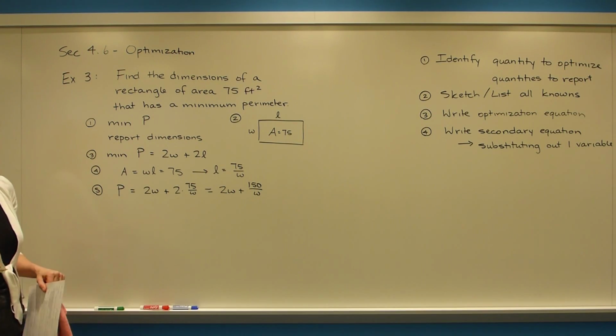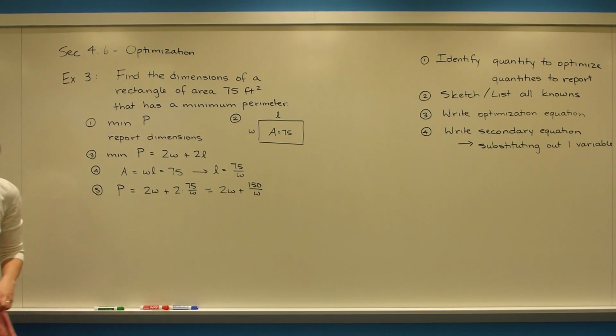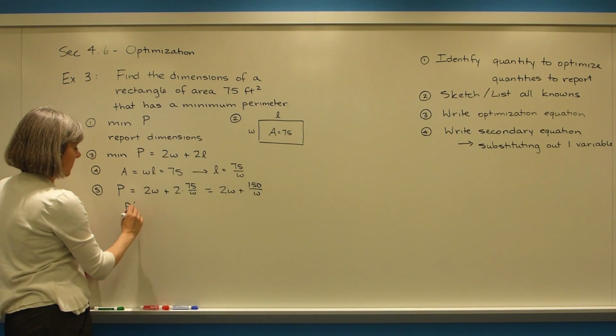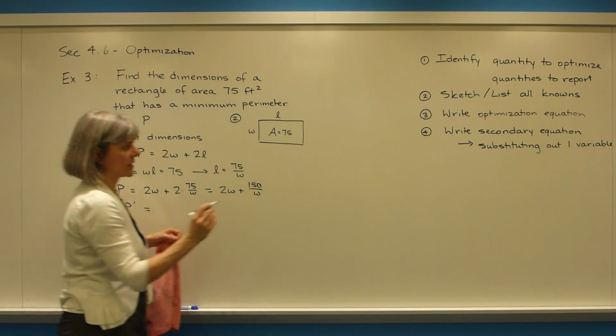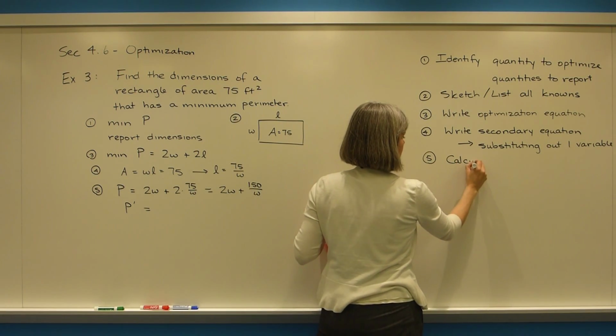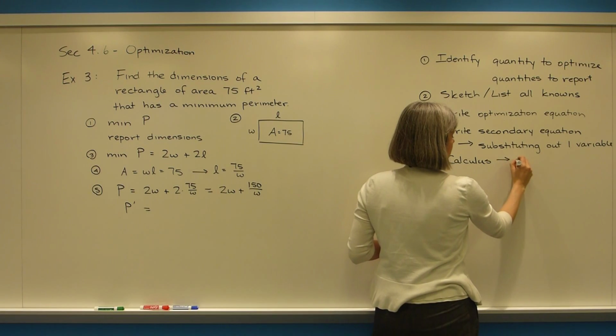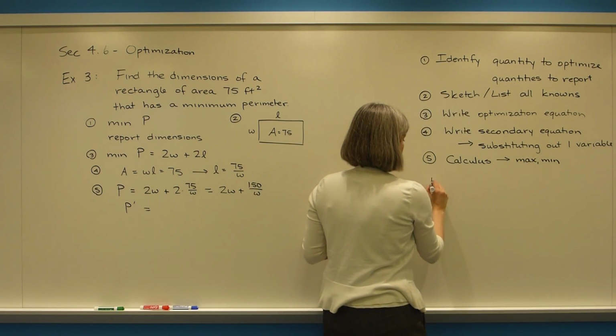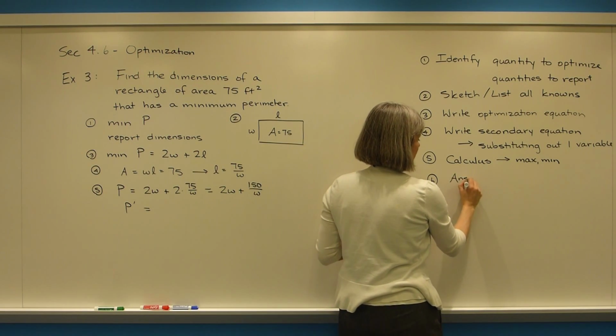Okay, so now I'm ready for the derivative, because the whole point is to minimize this, so I need to find if there's a minimum. So P prime. Here we're at the calculus step, and we'll use that to find either the max or min. And then our final step will be to answer the question and to make sure that it makes sense.